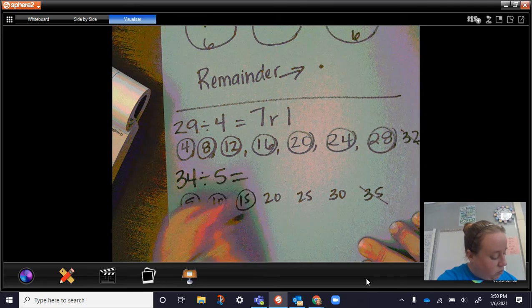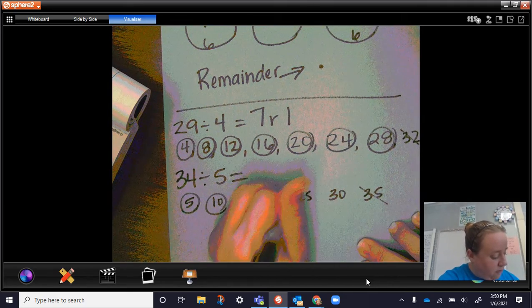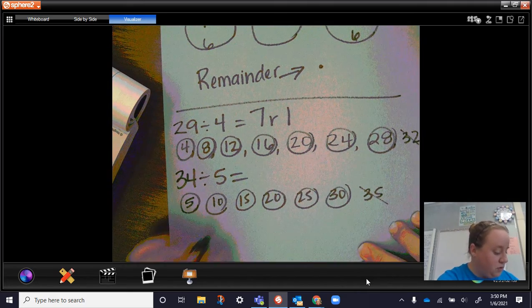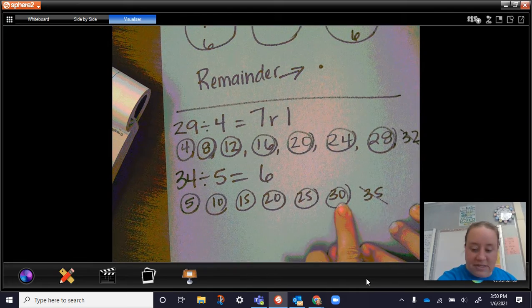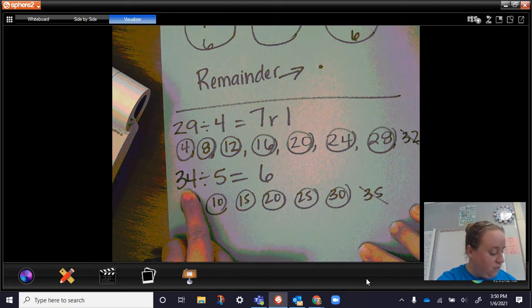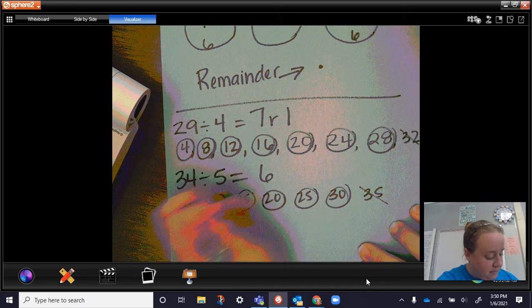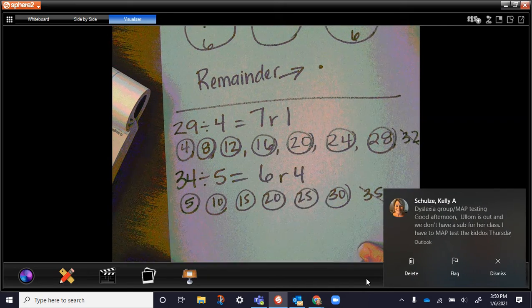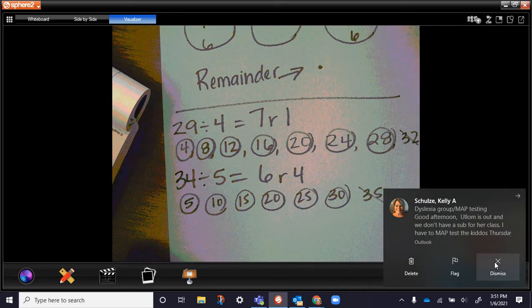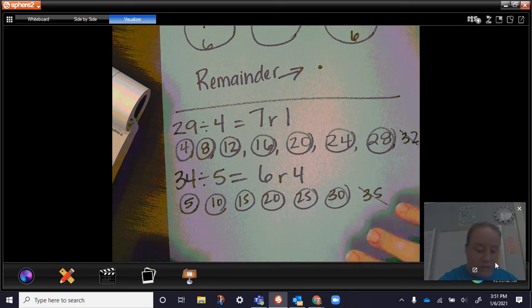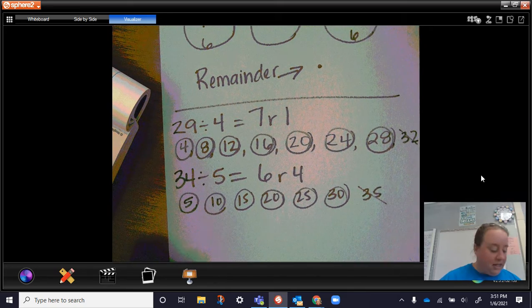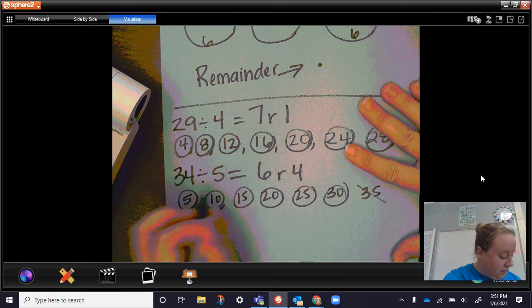So I can make 1, 2, 3, 4, 5, 6 groups. That only takes me to 30, but I had 34, so 34 minus 30 gives me that remainder of 4. So 6 remainder 4. So again, with the beans, you can count them out.